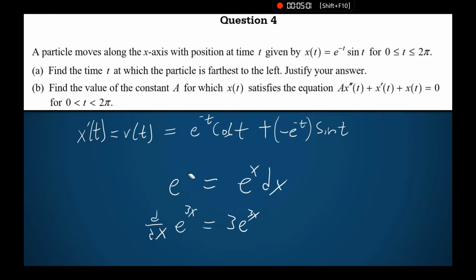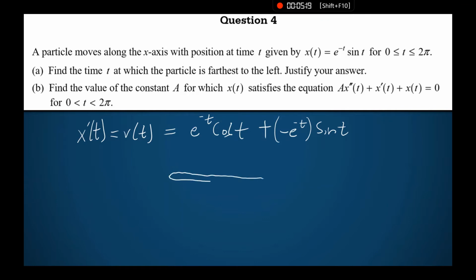So that was product rule. I had two functions, e to the negative t and sine t, so that's f and g. If I derive it, I'll get f prime g plus f g prime. Okay, now this is my function for velocity. If I want my particle to move as far to the left as possible, we need to know when the particle changes direction. In order to change direction, our velocity must be equal to 0. So I'm going to set this equal to 0, and we'll solve for times.